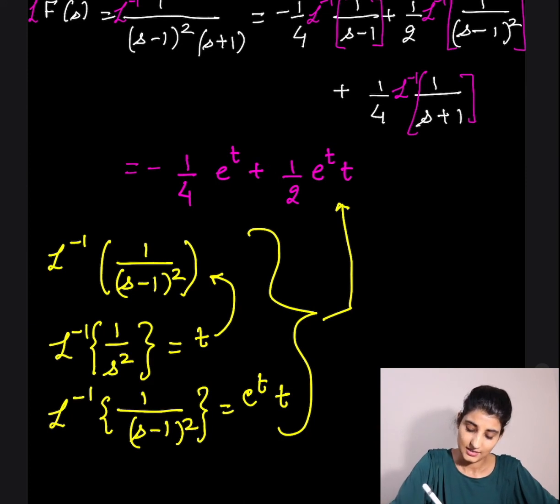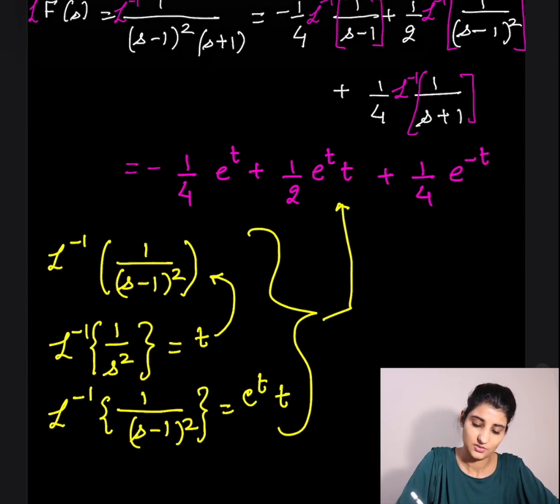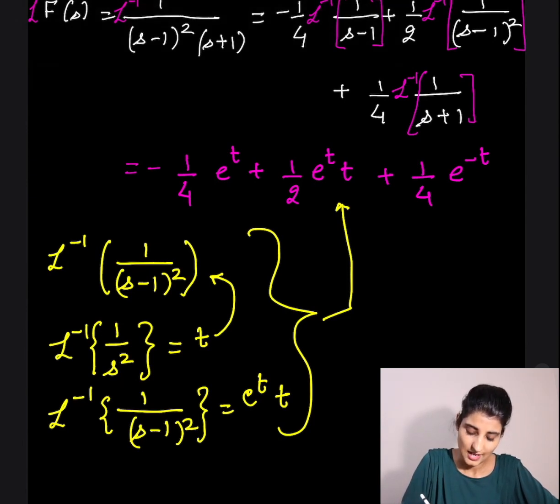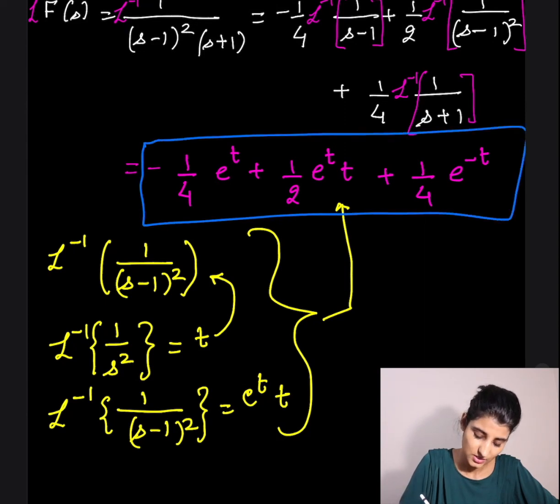Okay, and then we have plus 1/4 times Laplace inverse of 1 over s plus 1, which is e power negative t. So this is how we find out the Laplace and Laplace inverse of functions.